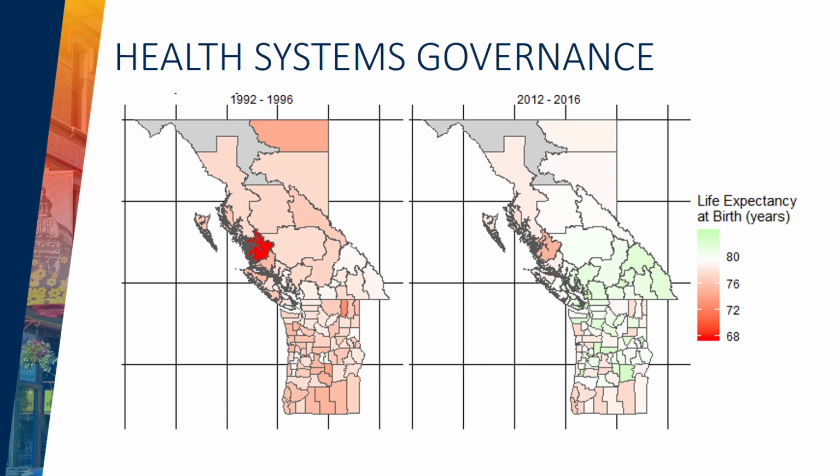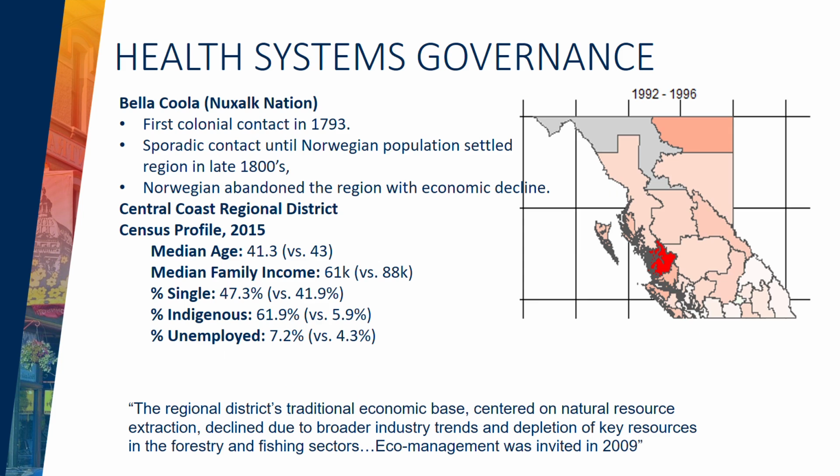We see that lots of people have achieved high life expectancies while others have not. And that's linked to their geography, to their place, to their land, to where they live. I think you also notice that there's that bright red spot in the image on the left. And you see that that is the central coastal region.